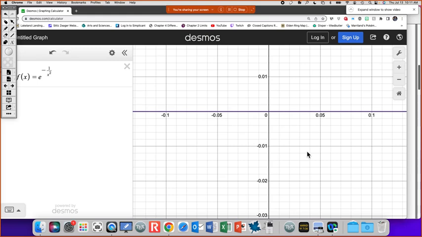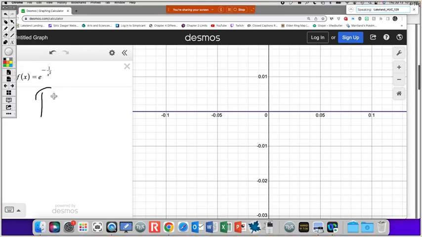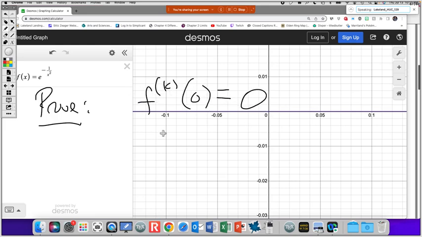It's extremely what? Flat. Here's how flat it is at 0. If you fire up the old limit definition of derivative, you can prove that every single derivative at 0 for this function is 0. You with me or not?